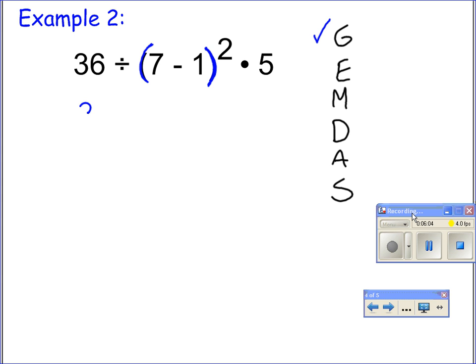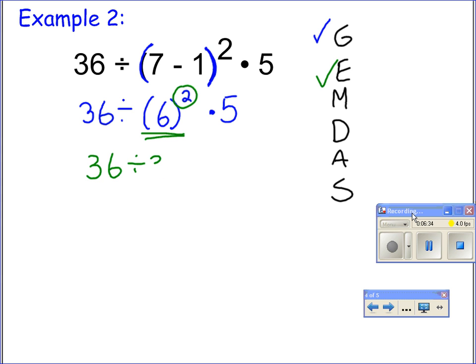So I'm going to rewrite the 36 as well as the division sign. 7 minus 1 is 6. I'm going to leave that in parentheses until we use the exponent, and then rewrite the times 5. Okay, second step, after you take care of the grouping symbols, is to go to the exponent. Here's our exponent, and what that means is that we have 6 times 6, which is going to change to 36.